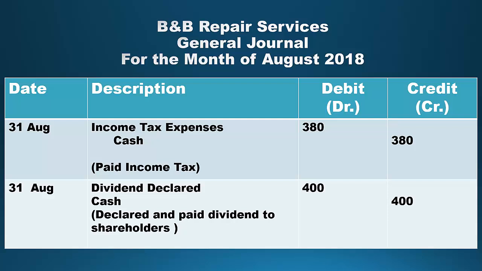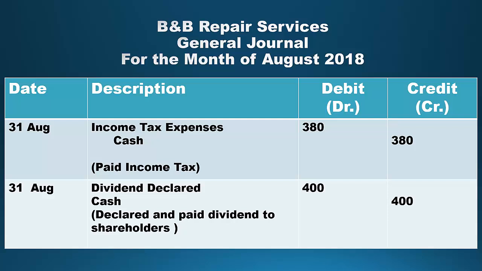Step 3. How do we record it? To record this, we debit income tax expense for $380 to reflect the tax cost. Credit cash for $380 to show the payment. The narrative for this entry is paid income taxes for the month.